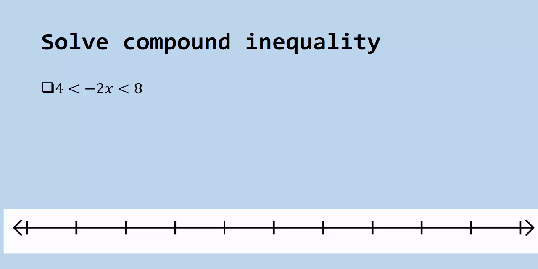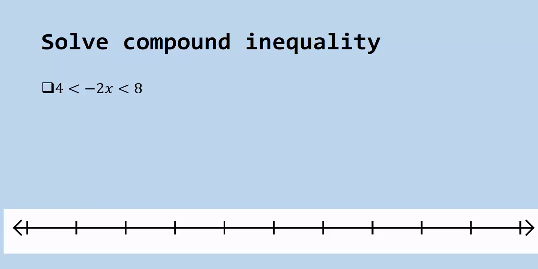In this lesson, I'm going to discuss solving a compound inequality. Here is one type of compound inequality: 4 is less than negative 2x is less than 8. So this is a continuous interval, something between 4 and 8. Now to solve this, I could break it up into two separate inequalities, but we're going to go ahead and leave it as is, and this is the trick that you do.